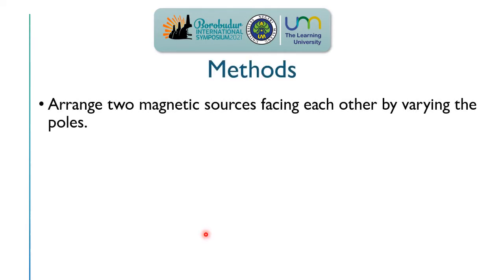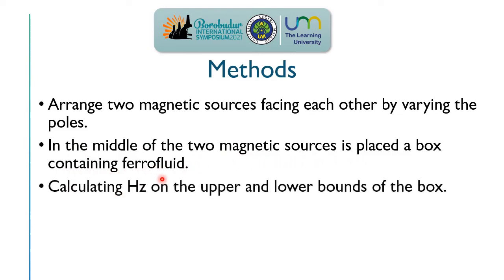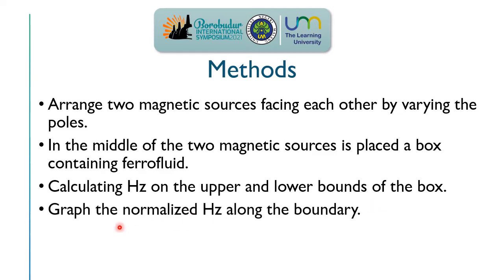The method that we are using is numerical. We arrange two magnetic sources facing each other by varying the poles. In the middle of the two magnetic sources, we place a box containing ferrofluid. We calculate Hz on the upper and lower bounds of the box, and grab the normalized Hz along the boundary.